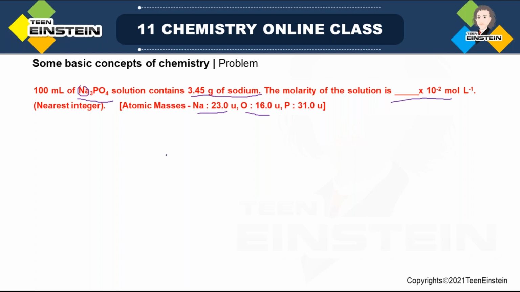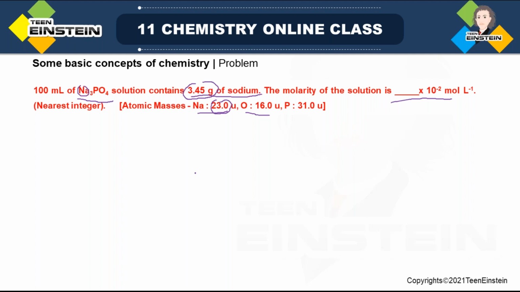Okay. So first what we will do, we will try to see if we divide this given mass of sodium by the atomic mass of sodium, which is 23, you can get the number of moles of sodium, right? Given mass divided by molar mass. In this case, it is atomic mass because it is a single mono atom. If you know the number of moles of sodium, you can easily find out the number of moles of Na3PO4, because per Na3PO4 there are a total of 3 sodium atoms.